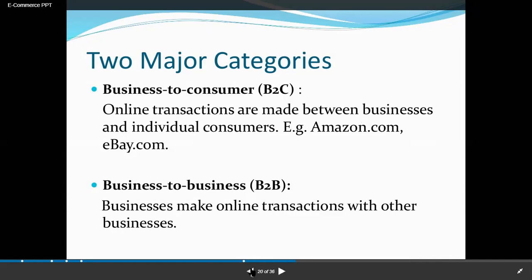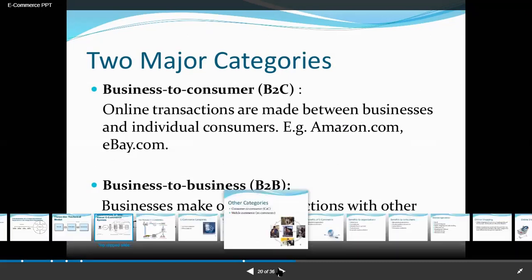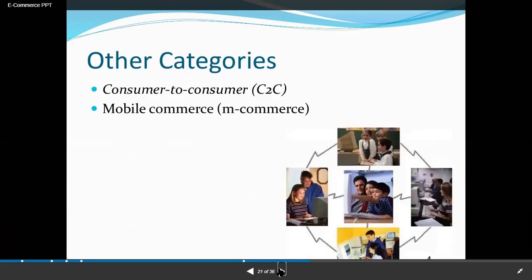Rest, what we have seen is C2C and C2B. So basically these two are the important ones. Then others, as I have discussed, that is mobile commerce and consumer to consumer. These are the other ones.